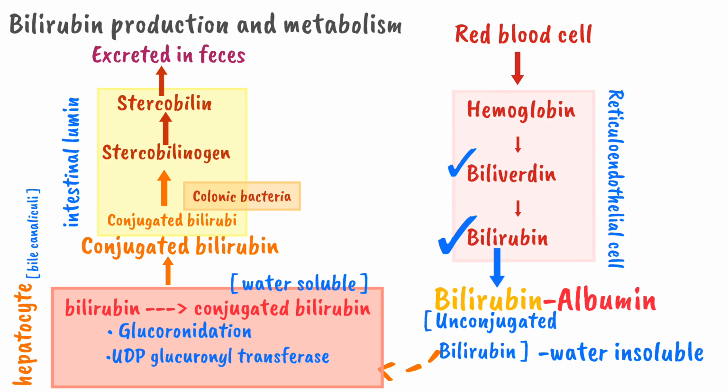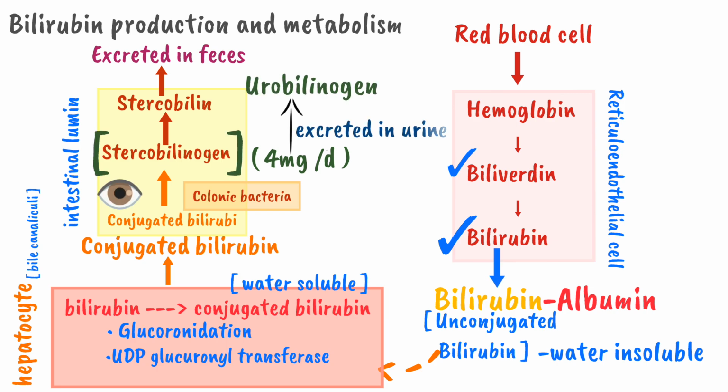So how does it occur? Let's look here. Whenever the bilirubin is converted into stercobilinogen in the intestine by the colonic bacteria, this stercobilinogen will be absorbed into the bloodstream. About 4 mg per day of the stercobilinogen is absorbed. It will pass through the liver and it will be excreted in urine. And in the urine, it is called urobilinogen. This urobilinogen can be further oxidized to form urobilin, and this will give a characteristic yellow color to urine.